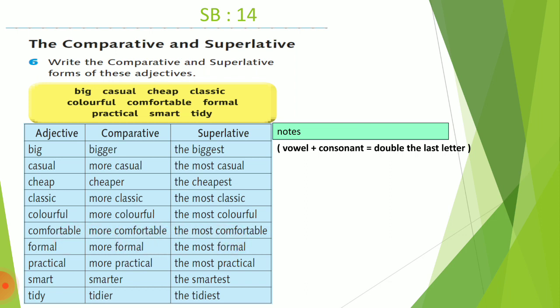Practical, we used more and the most because it is a long adjective. Smart has one syllable, so it is a short adjective, so we have smarter and smartest. And we have tidy, and notice here that it ends with y.